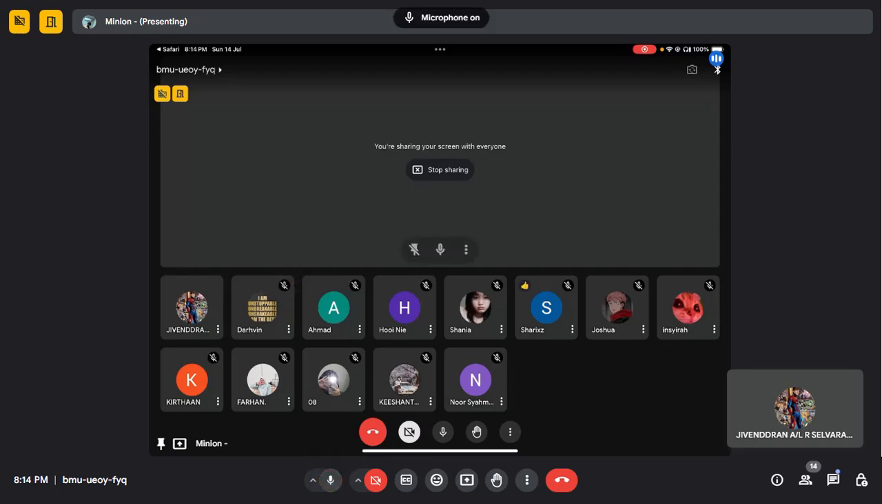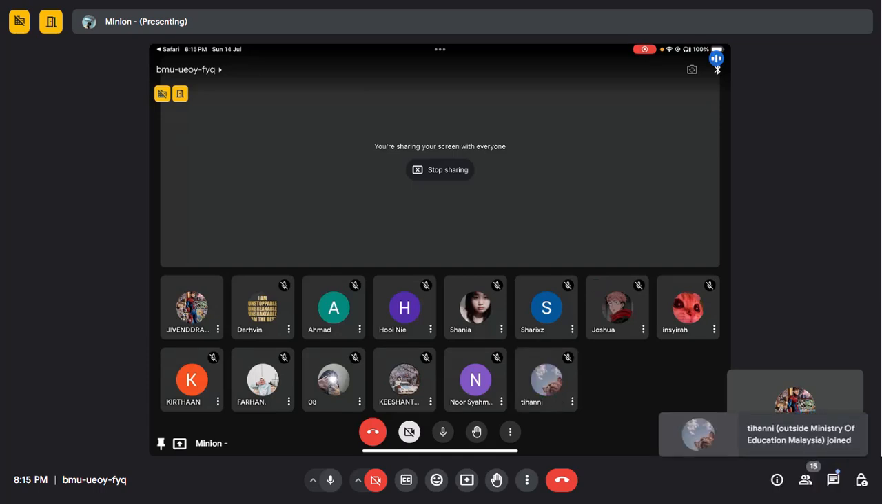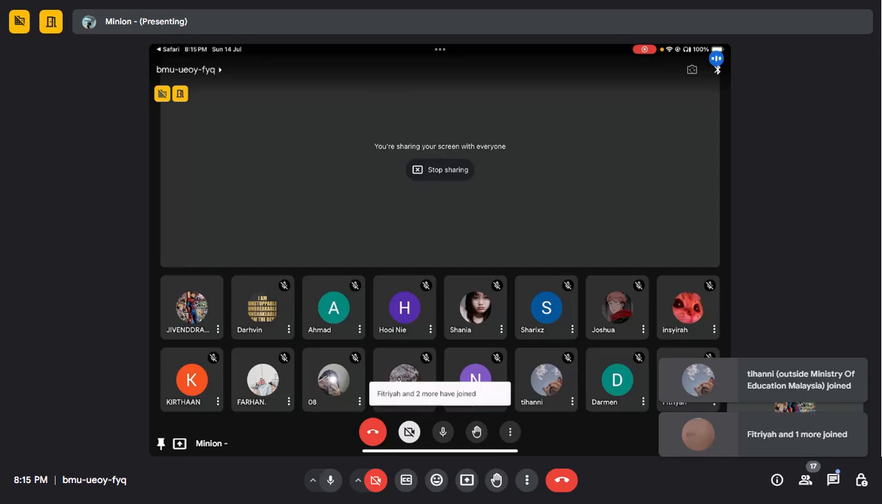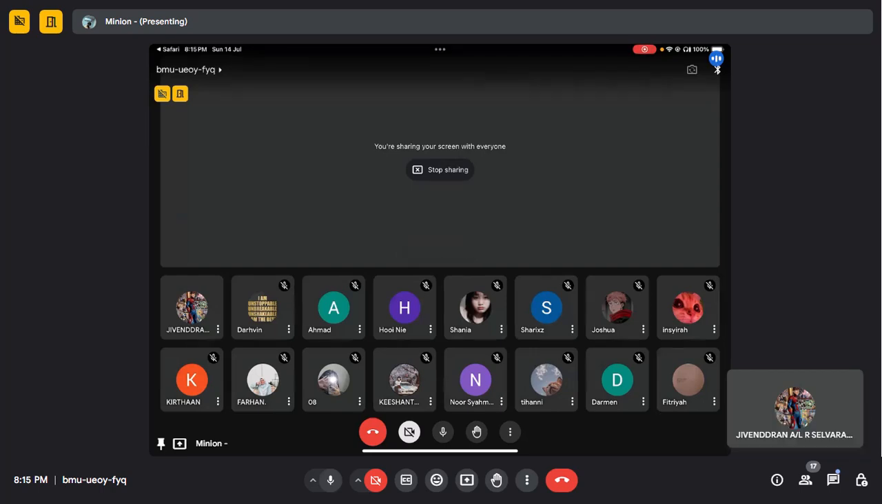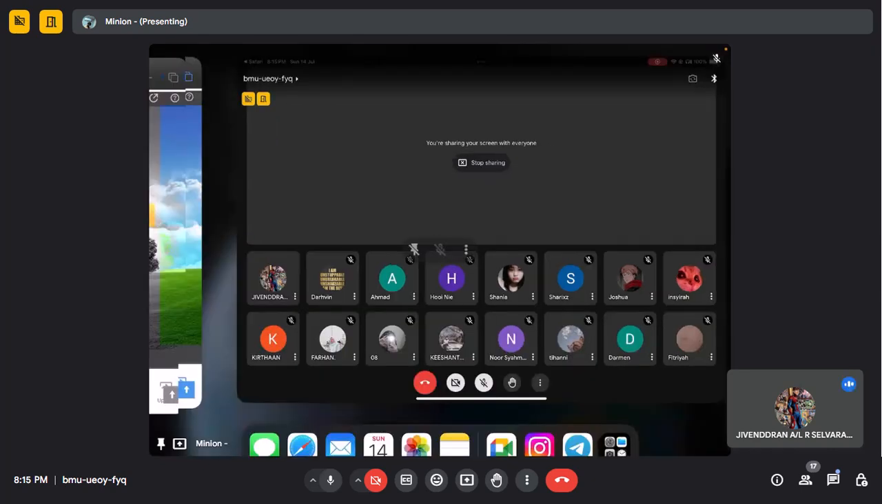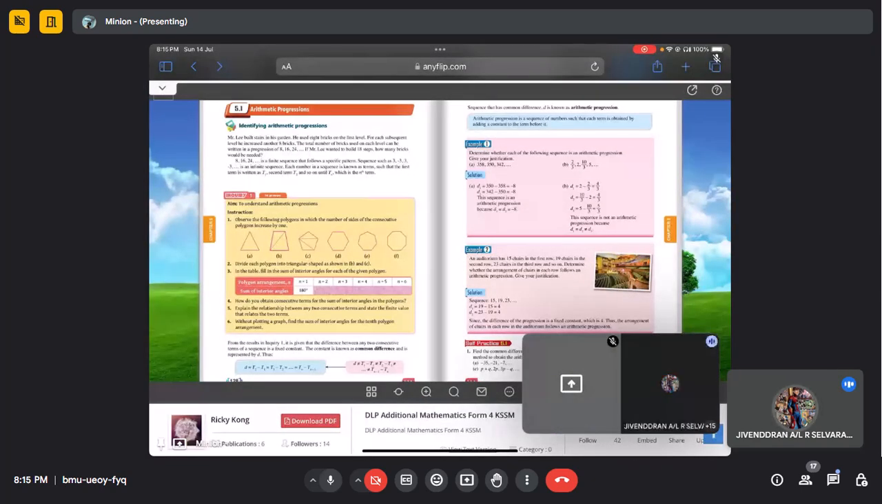So today we'll be starting with progressions, right? Chapter 5. Before going into the chapter, my friend and I would like to explain the formulas which we will be using in this chapter. It's divided into two, which is arithmetic progression and geometric progression. I'll pass it to my friend to explain the formulas. Yeah, hello everyone. So I'll explain to you all about the formulas.